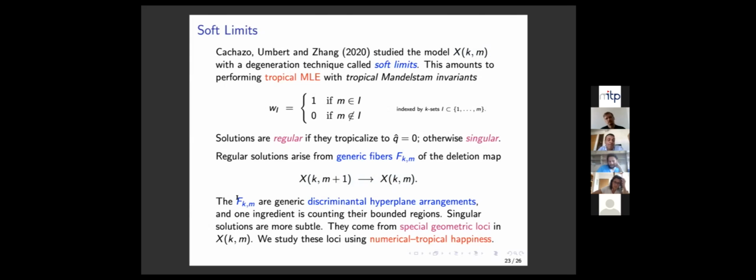You take M points in affine (K-1)-space, completely general. You look at the hyperplanes they span. You take one of these hyperplanes and call it the hyperplane at infinity, and then you count the bounded regions. So that's the Euler characteristic of the fibers. Singular solutions are more subtle, and they are special. And we studied all of this using the numerical tropical machinery.